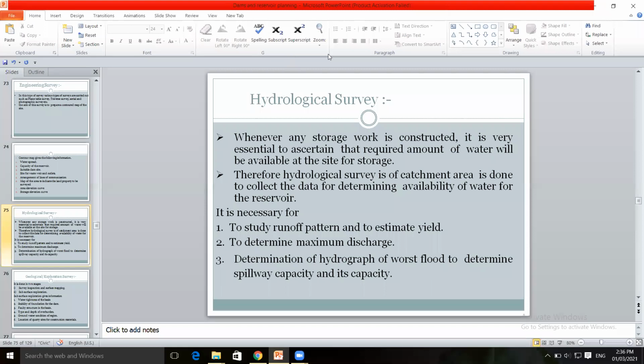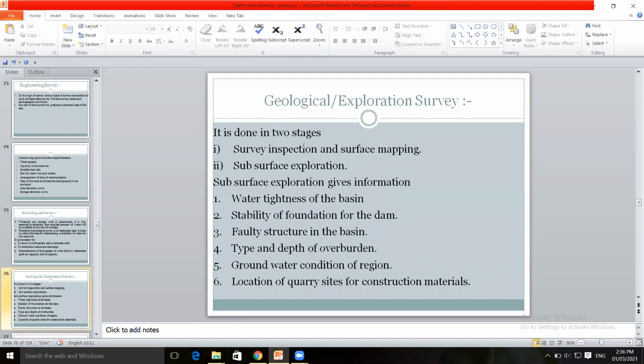Understood? If you did not understand, reply in the chat box. You can ask in the chat box or you can unmute yourself. If any difficulty, you can ask. Shall we go further? Any difficulty? Please reply.